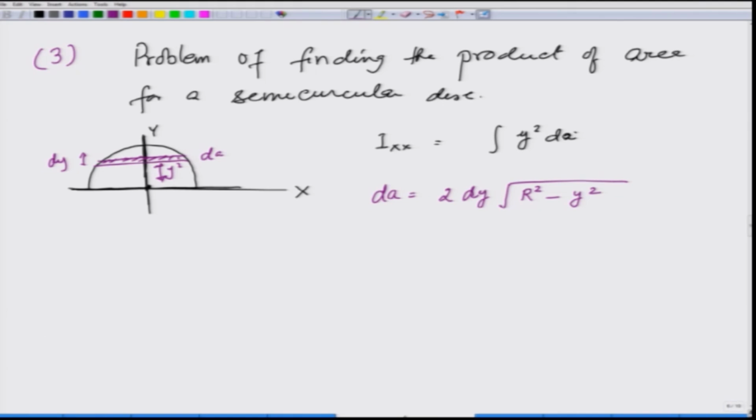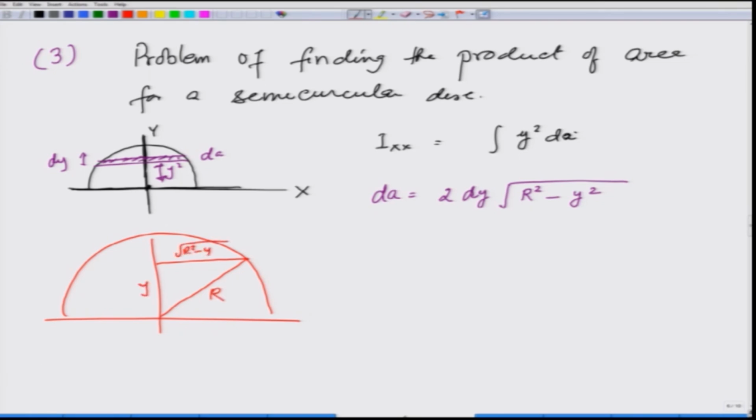All right. So, let me make it again to show it clearly. This is the semicircular thing. This distance is r, this is y, and therefore, this is square root of r square minus y square. This entire distance becomes 2 times the square root of r square minus y square. And therefore, Ixx is going to be 2 integral y square times the square root of r square minus y square dy, and y varies from 0 to the radius r.